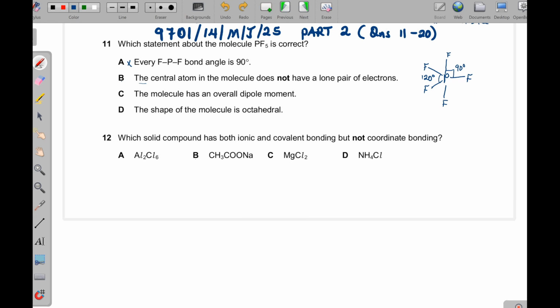Then option B, the central atom in the molecule does not have a lone pair of electrons. When you look at phosphorus, remember it is in position 15. We have 1s2, 2s2, then 2p6, then 3s2, and then 3p3. Now in the outermost shell, phosphorus has 5 electrons, so it has used all of them.